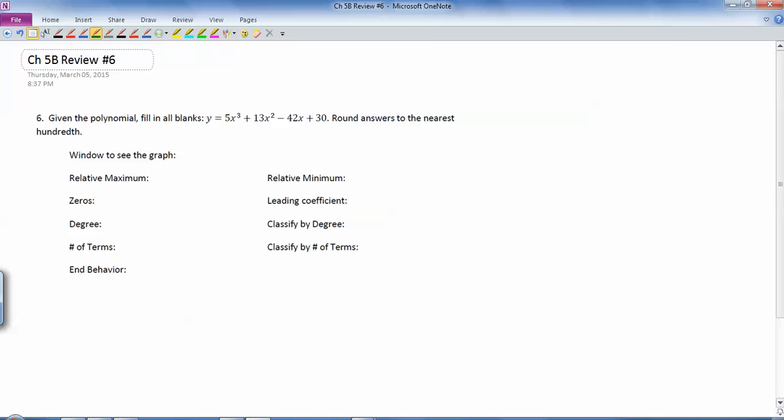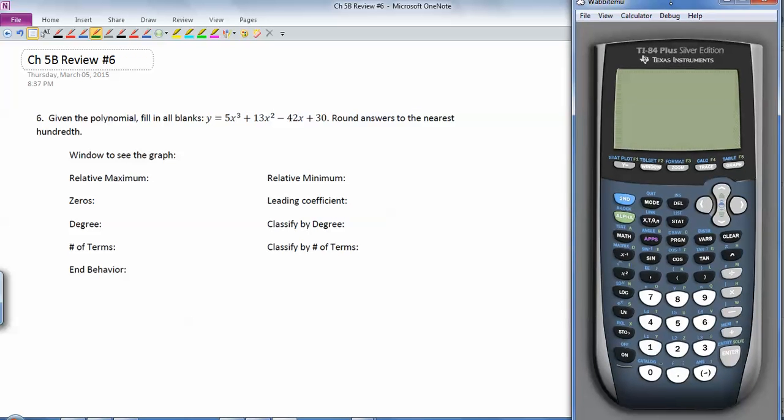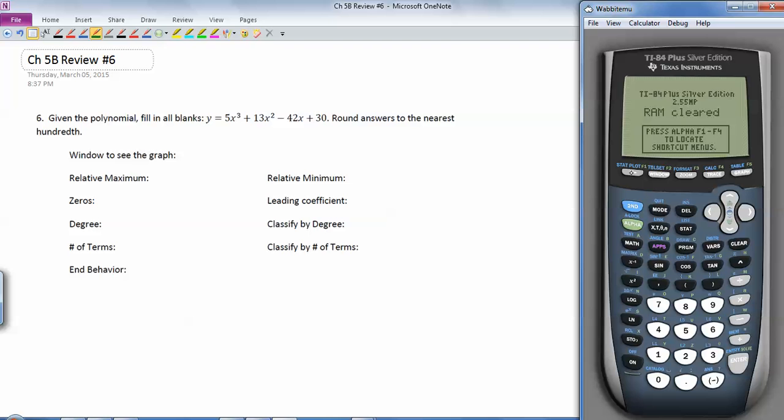Okay, so in this one, review number 6, we are using a calculator, I guess, because it says window to see the graph. So let me open up my calculator here, and let's graph the thing. So y equals 5x to the third plus 13x squared minus 42x plus 30. And then we'll just graph it in the standard window and see what this thing looks like.